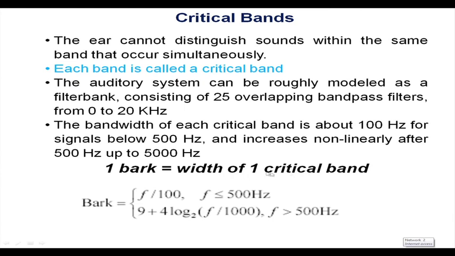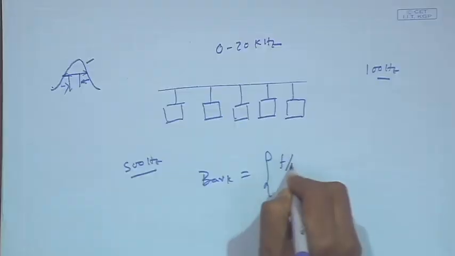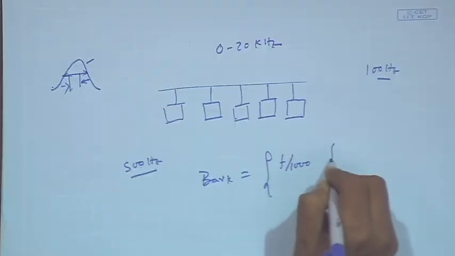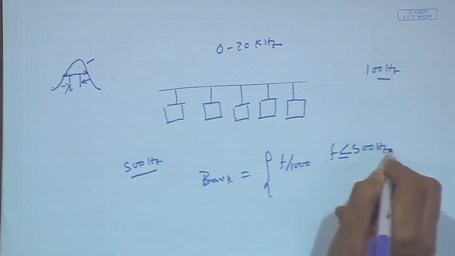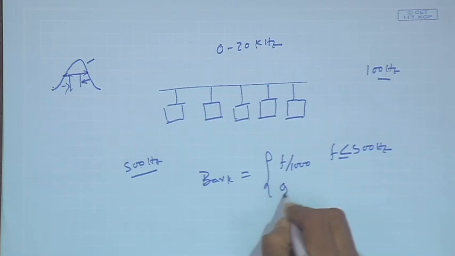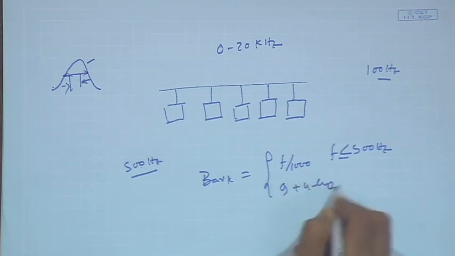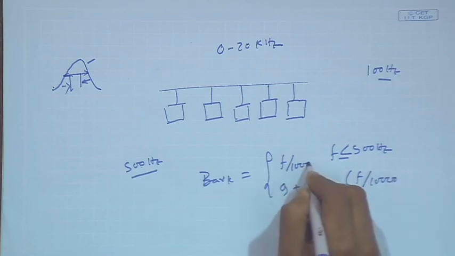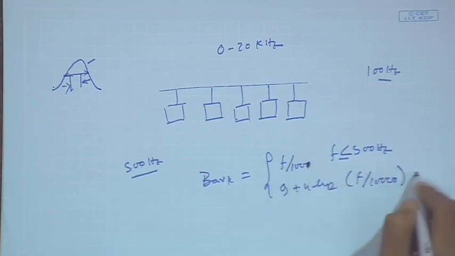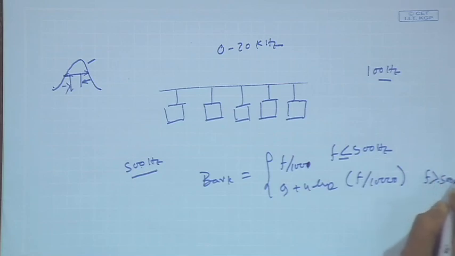So, the bandwidth in bark scale: the bark scale is equal to f by 100 if f is less than or equal to 500 hertz, and 9 plus 4 log base 2 of f by 1000 if f is greater than 500 hertz.